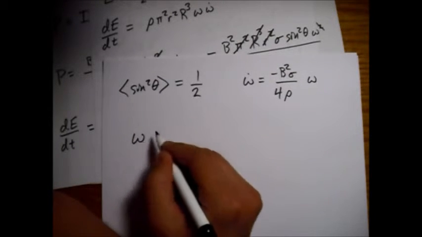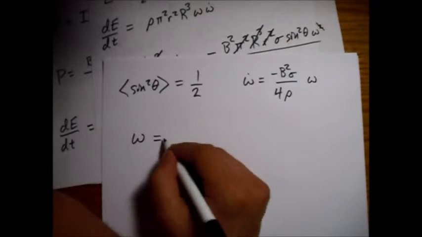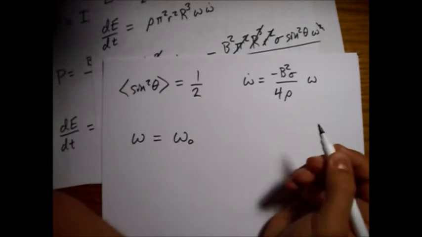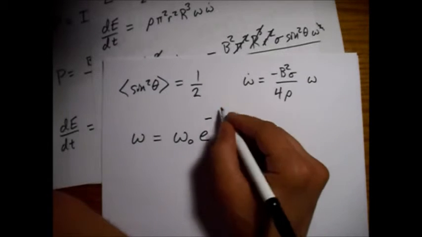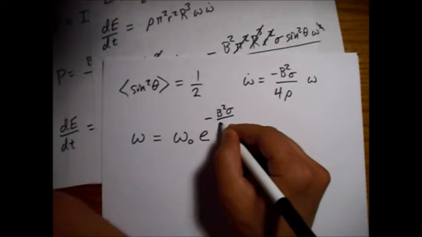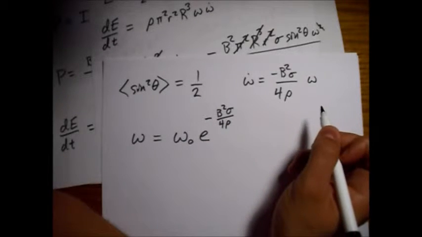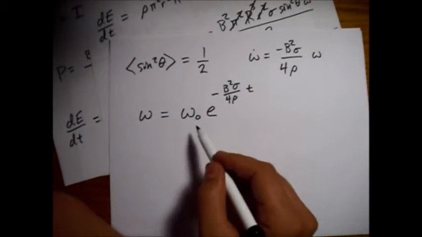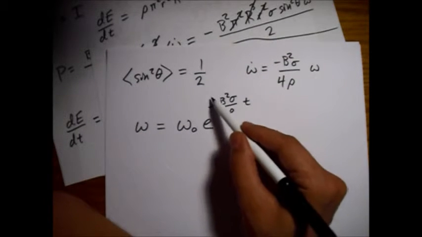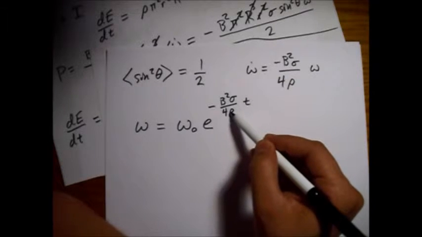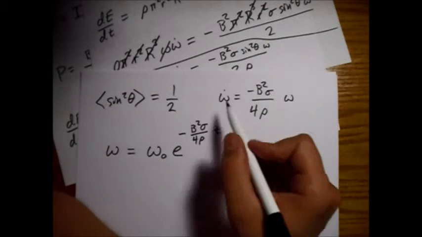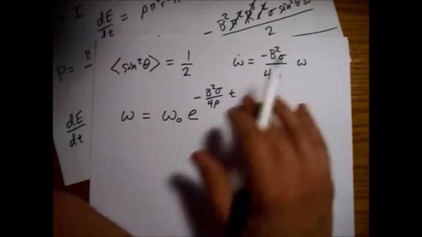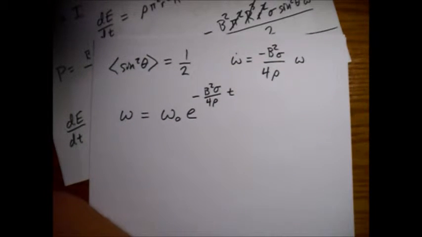So the solution to this, we'd have some constant, which is the initial condition, which we're calling omega naught, e to the minus b squared sigma over 4 rho, and then t. So if I take the time derivative of this, it brings down this factor of minus b squared sigma over 4 rho, and then it's just multiplied by itself. So this is a solution, I guess, to this equation.